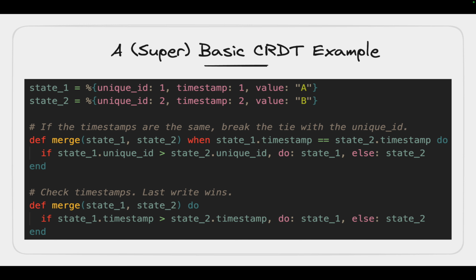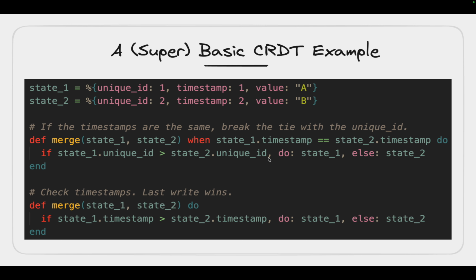What we are implementing here is a last write wins CRDT algorithm, which means we want the state with the higher timestamp to be the resulting state. So below we have our two merge functions, and in the first clause, we are checking whether or not the timestamps are equal, because if they are, then we have a tie. And in order to break the tie, we would compare the unique ID of the two states. So in this case, if we had a tie, state 2 would win because it has the higher ID.